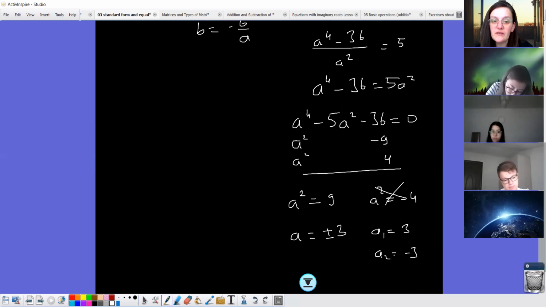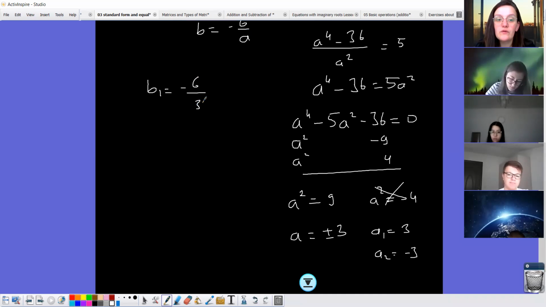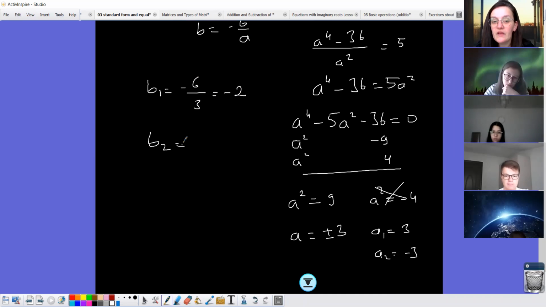Now what we had for b here. So what will b1 be? It will be minus 6 over 3, which will be minus 2. And b2 will be? Minus 6 over minus 3 will be 2.